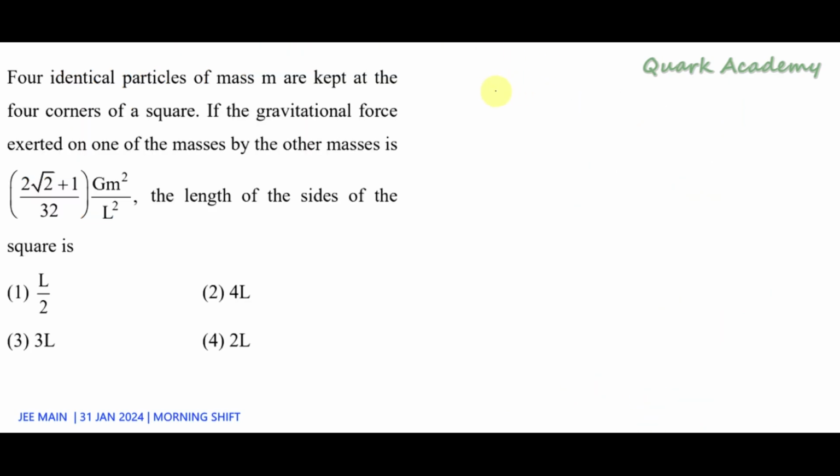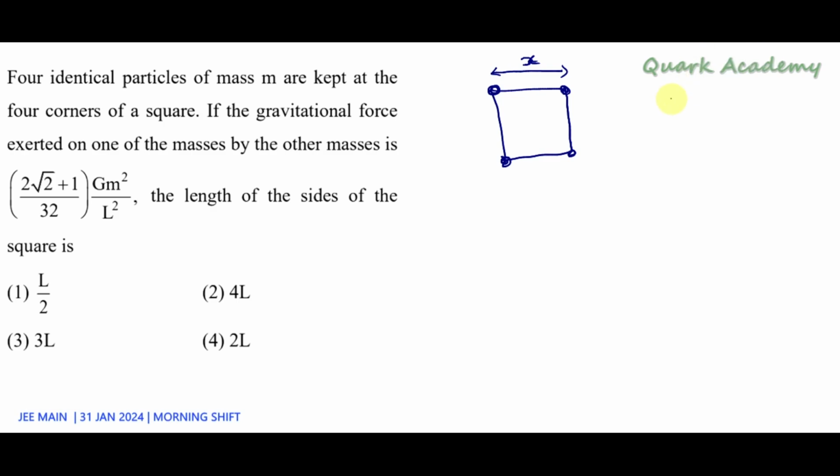In this question, there are 4 masses kept at the corners of a square. So let's draw the square. Consider this is a square, and these are the 4 masses, all having equal mass. Let's consider the mass as m, and we'll assume the side length of the square is x, so that we need to find. They have given the net force on one of the masses to be (2 root 2 plus 1) by 32 into Gm squared by L squared.